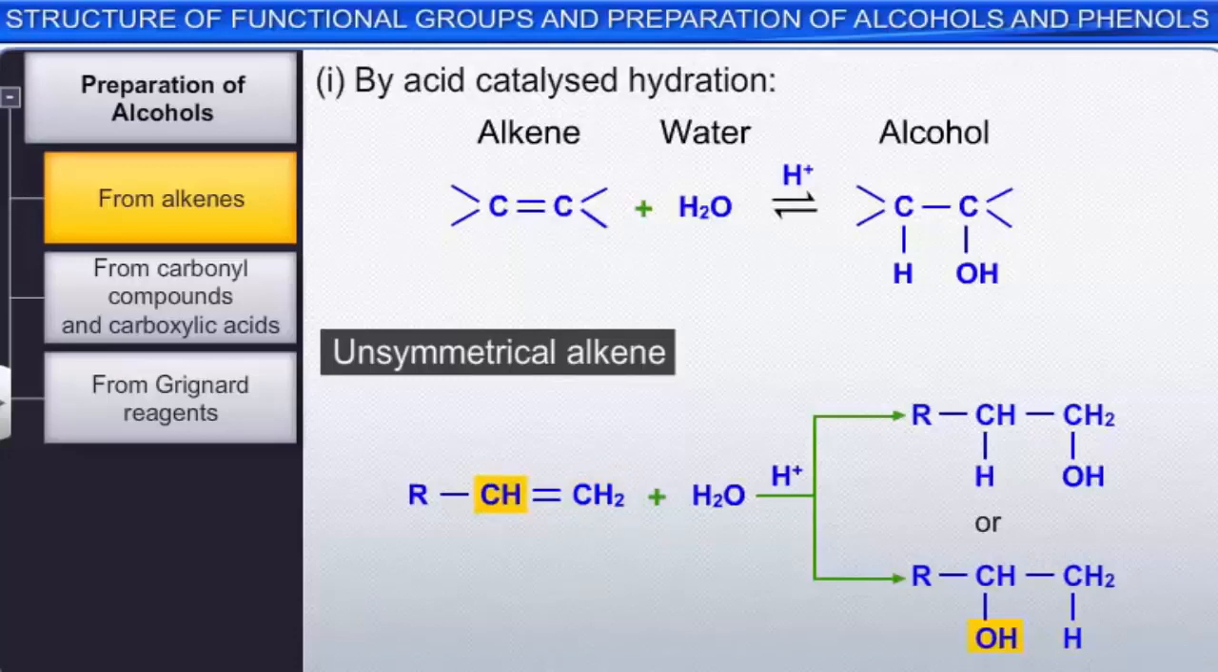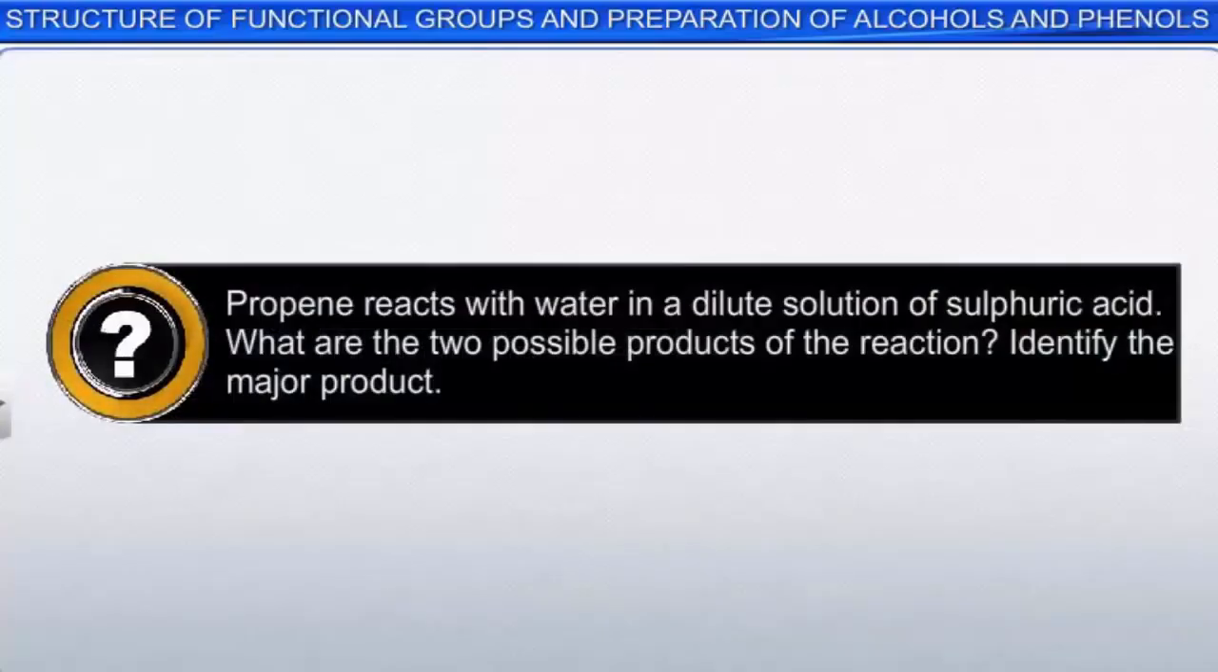Let's work through a problem to show the application of Markovnikov's rule in acid-catalyzed hydration of alkenes. Propene reacts with water in a dilute solution of sulfuric acid. What are the two possible products of the reaction? Identify the major product.